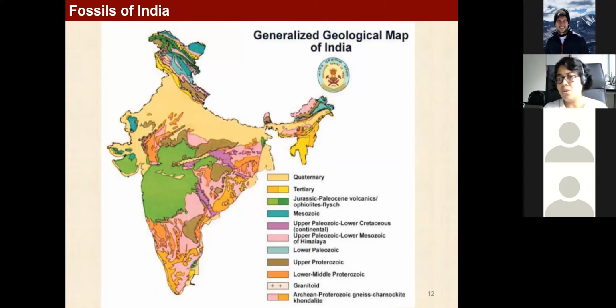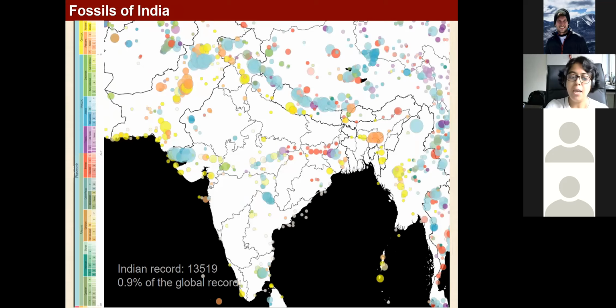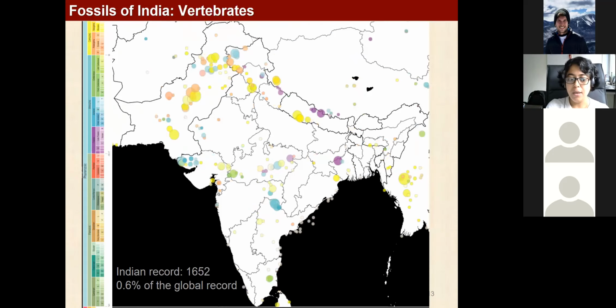So what's the status of the overall fossil wealth of India? If you look at the geologic map, in terms of the rocks, it has quite a good exposure of the Paleozoic and Mesozoic and a nice exposure of Cenozoic. But then when we take a look at its representation based on PaleoDB, the entire Indian record, according to PaleoDB, represents only 0.9% of the global record. If we break it down in terms of the different groups, we find that the vertebrates constitute 0.6% of the global record.